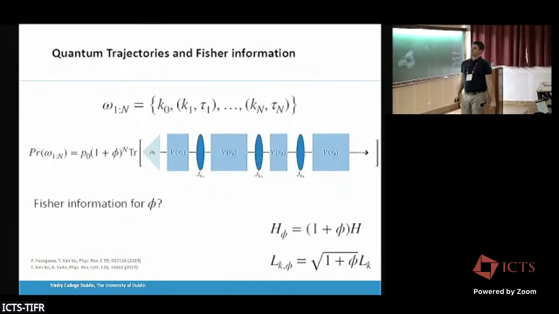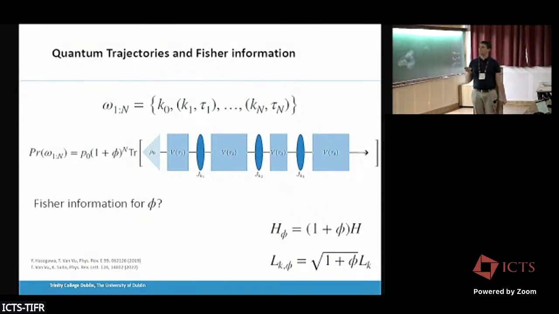Okay, so let us now consider the measurement record that is an object like this. So start with a jump, and then a jump emission in channel K1, after time tau 1, and so on. The probability that is associated with this measurement record, which is the basic ingredient to compute our Fisher information, is given by this expression. In particular, this is what has been shown by Felix in his talk.